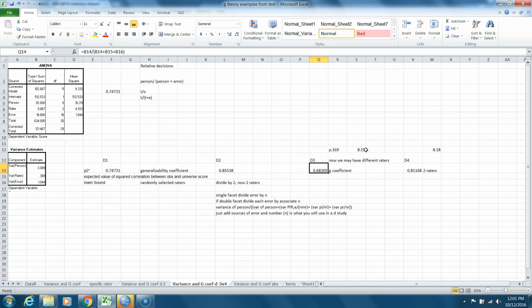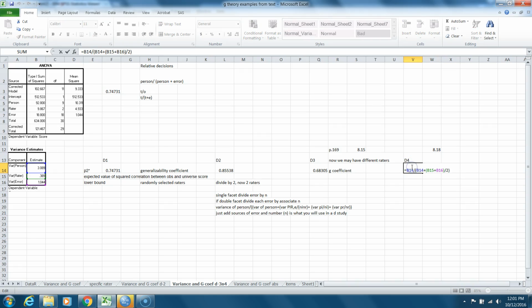D3 started on page 169. Started on page 168 and continued on 169 where we have the equation of 8.15. Now we're going to use equation 8.18 on page 169. We see now we've gone from one rater per person, where each person has their own rater, to now two raters, and we see an increase in that reliability coefficient.